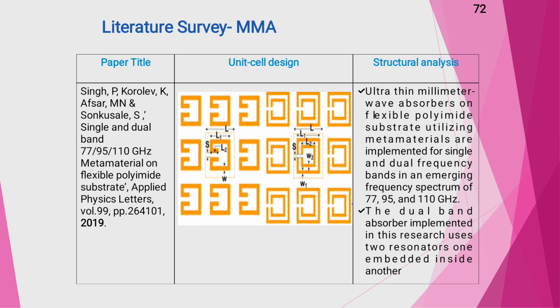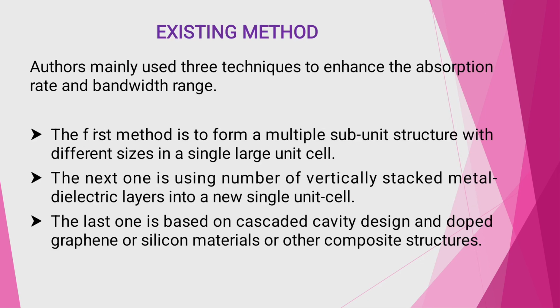So here, ultra thin millimeter wave absorbers on flexible polyimide substrate utilizing metamaterial absorbers were implemented for single and dual frequency bands in an emerging frequency spectrum of 77, 95 and 110 GHz. The dual band absorber implemented in this research uses two resonators, one embedded inside the other. So it is a stacked layers mechanism, or multiple resonators in a single unit cell mechanism.